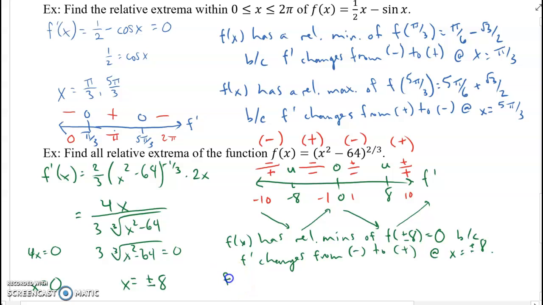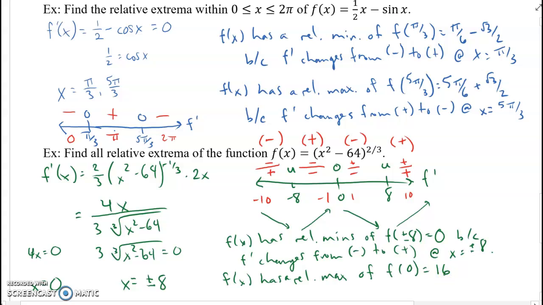And then finally, we've got f of x has a relative max of f of 0, which equals, well, we're going to plug in a 0 here. 0 minus 64 is negative 64. Take the cube root first. That'll give us negative 4. And squaring negative 4 is going to give us positive 16.